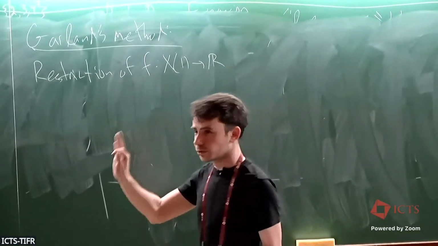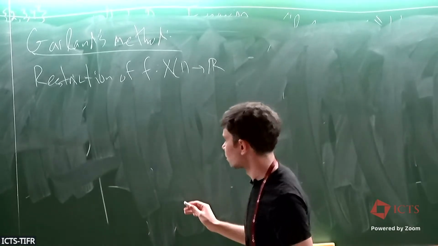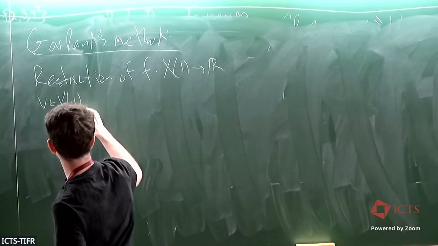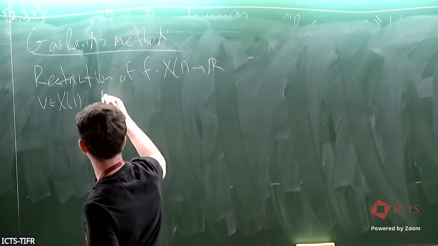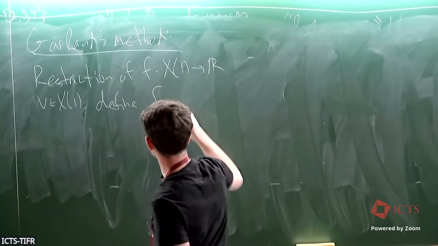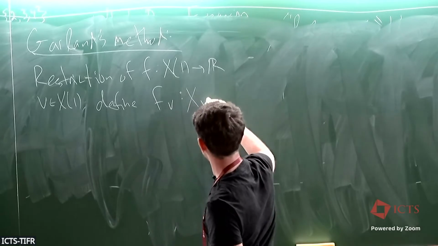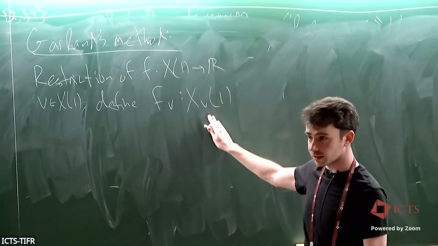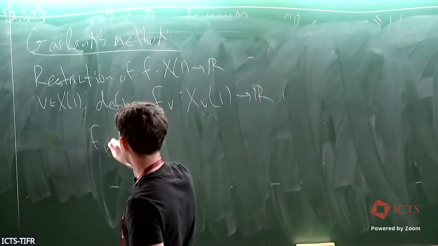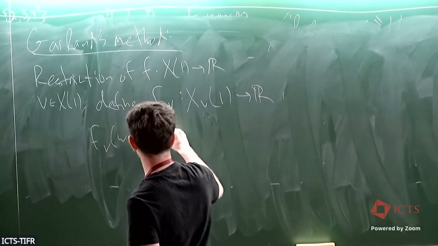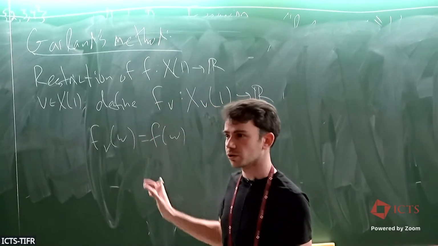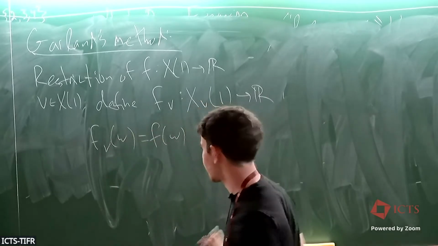And I'm going to do this in a very simple way. Given a vertex v in X1, I'm going to define the function f restricted to the link of v, so f sub v, which is going to be a function on the vertices of the link to R. And I'm just going to define this as f_v of w is equal to f of w. So it's literally just the restriction of the function to these local vertices. Nothing complicated going on here.